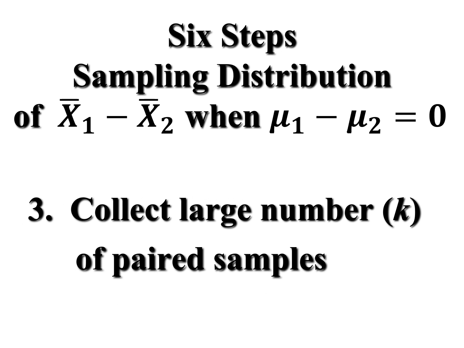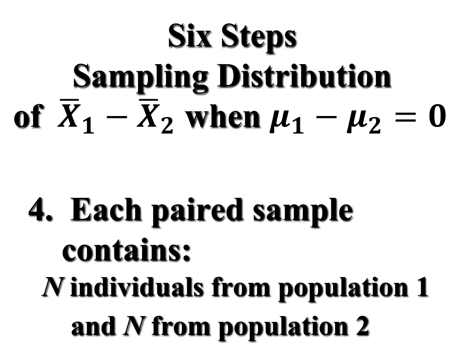The third step is to collect a large number of paired samples. A paired sample consists of one sample from the first population and one sample from the second population. For instance, you might collect one sample of 100 individuals from the first population and another sample of 100 individuals from the second population. Together, these two samples form one paired sample. Fourth, each paired sample contains a sample of n individuals from population 1 and another sample of n individuals from population 2. We'll call these sample 1 and sample 2.